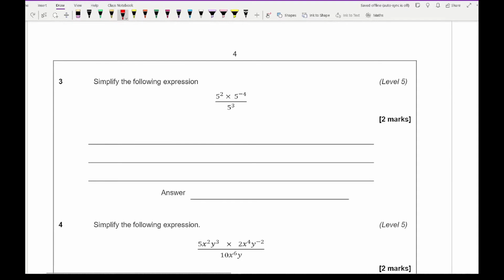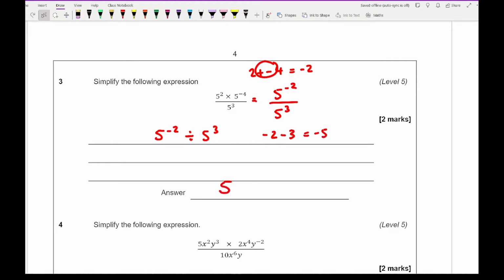So question 3 is involving 2 steps. What I need to do is simplify the top and then deal with the bottom. Here I'm multiplying, so we've got to add the powers. So 2 plus minus 4 is minus 2, because the symbols in the middle become a minus. So that's 5 to the power of minus 2 over 5 cubed. Now that is the same as dividing, and when I'm dividing, what do I do to the powers? I take them away, so I've got minus 2 minus 3, which gives me minus 5, so the final answer is 5 to the power of minus 5.